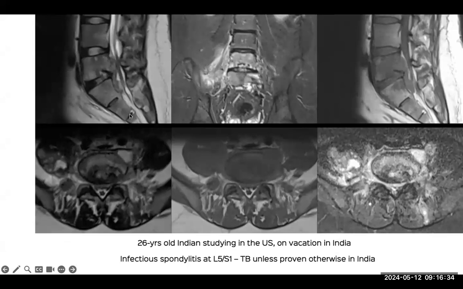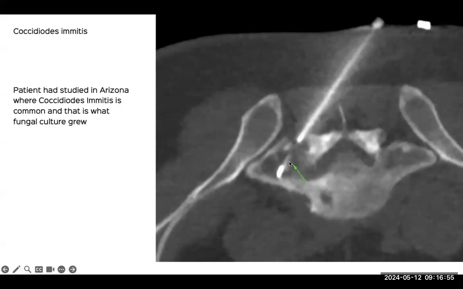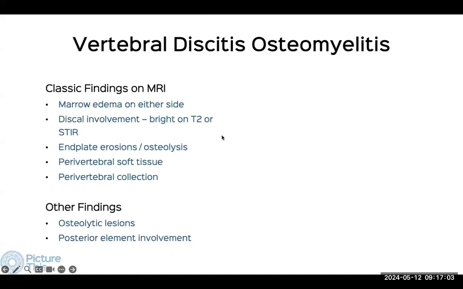But on the other hand, and this is a case that I had put up about 2 years ago at ctbiopsy.com, a 26-year-old Indian studying in the US, on vacation in India, has an L5S1 infectious spondylitis. This would be TB unless proven otherwise. I did a biopsy from the S1 area, and this turned out to be Coccidioides immitis, which this patient had picked up because they were studying in Arizona, where this is common, and this is what the fungal culture grew.